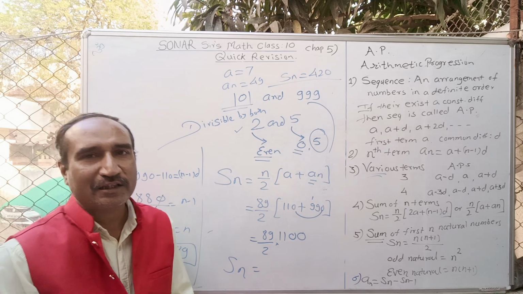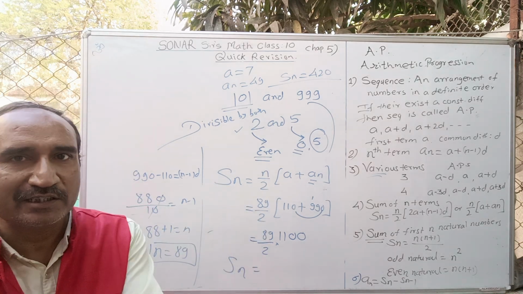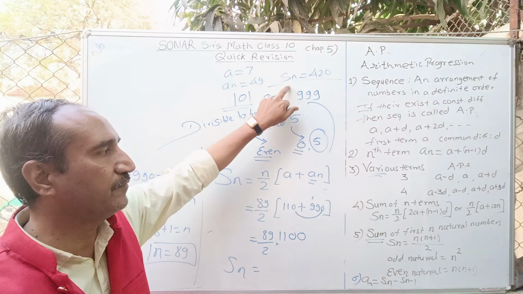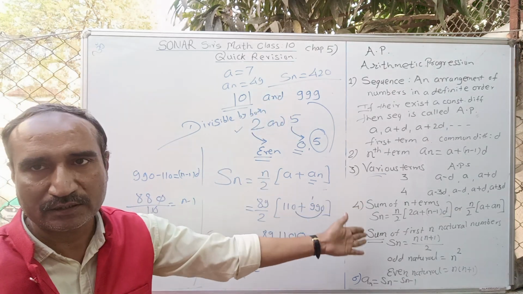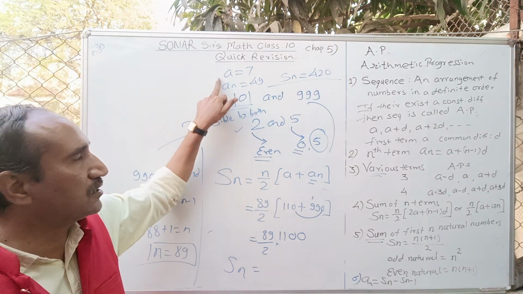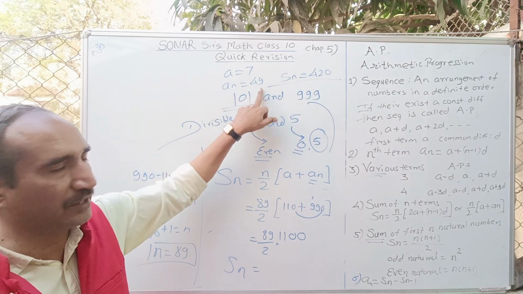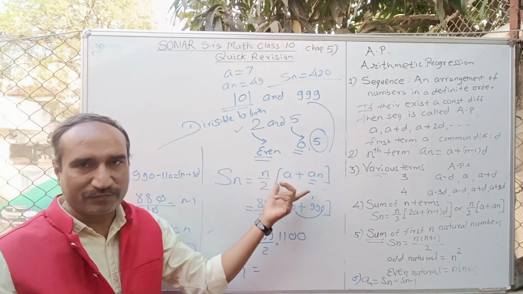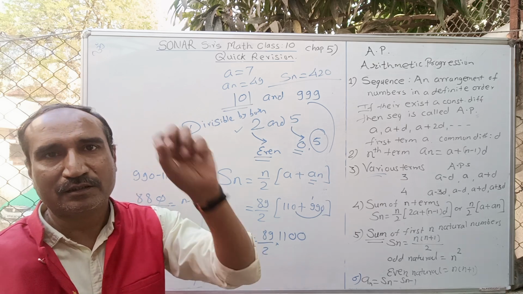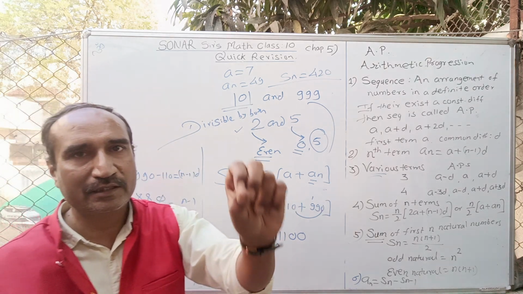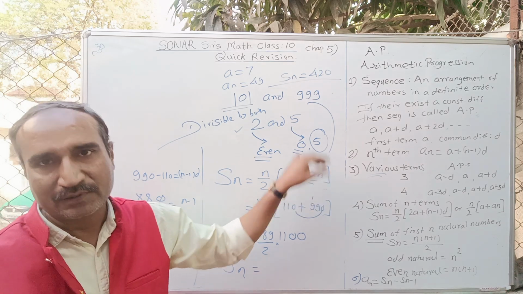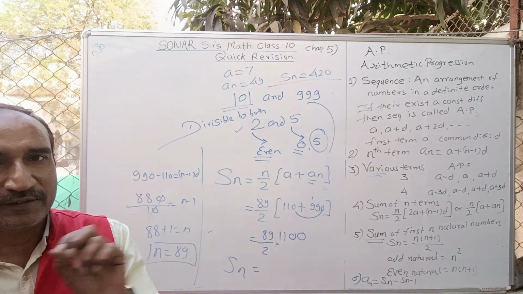I am sure that all of you who are watching this video will now be able to find the common difference using these terms and conditions. The first term is 7, the last term is 49, the sum of the terms is 420. You can make use of this formula and you will find the common difference. First you will get the number of terms and then you will get the common difference. That's all.